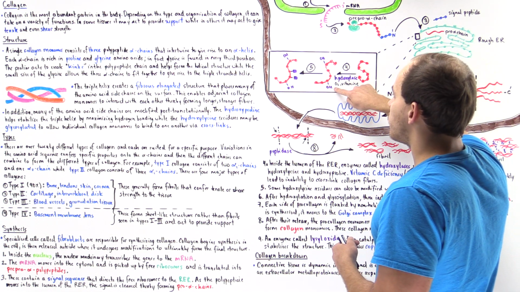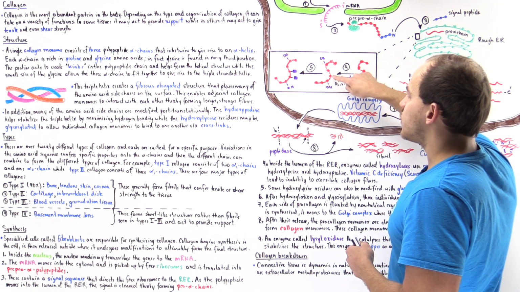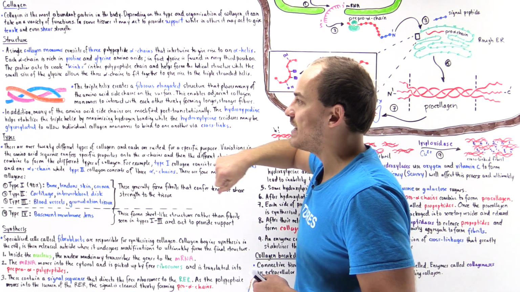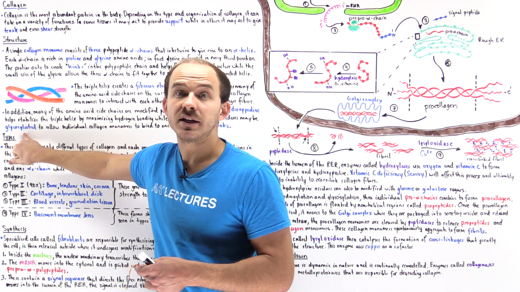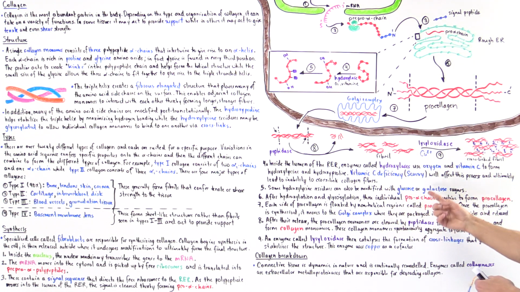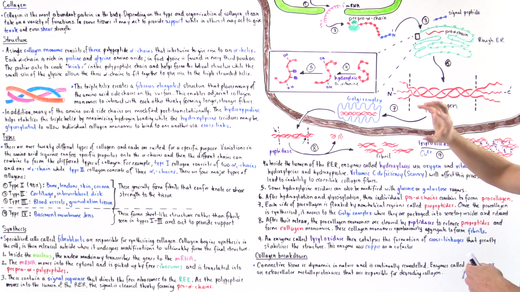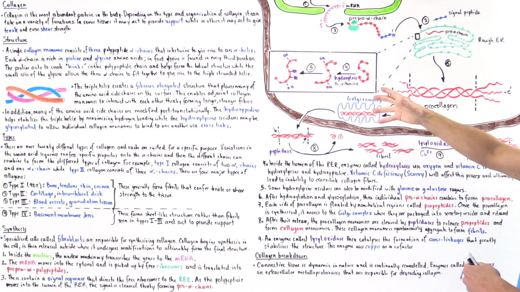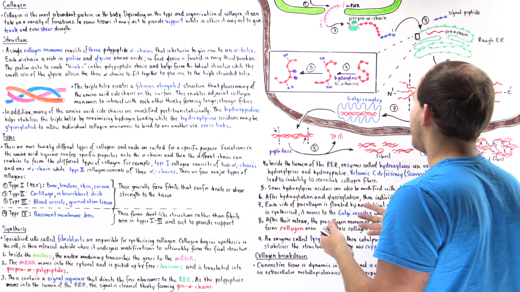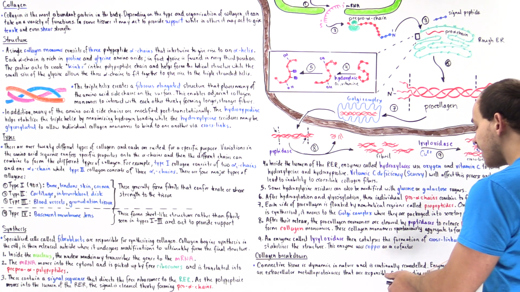So once we form the hydroxyl groups, some of those hydroxyl groups of the hydroxylysine are modified even further via the process of glycosylation. And this process involves adding things like glucose or galactose. So we add these sugar moieties, and ultimately they assist with the process of forming that final collagen structure.